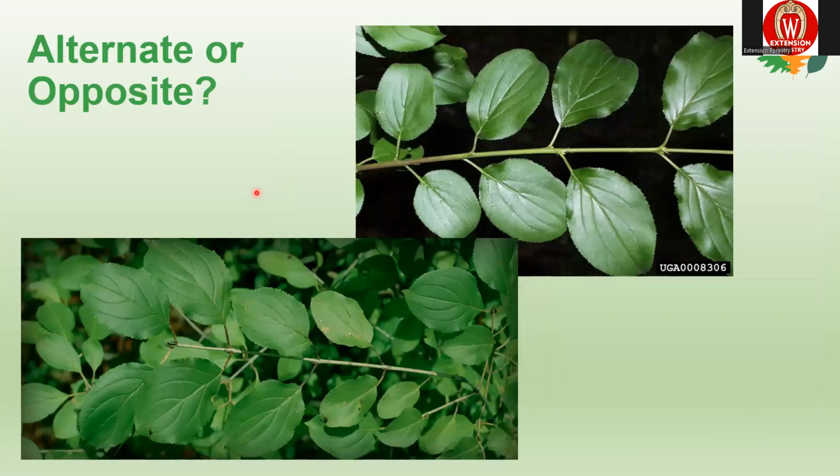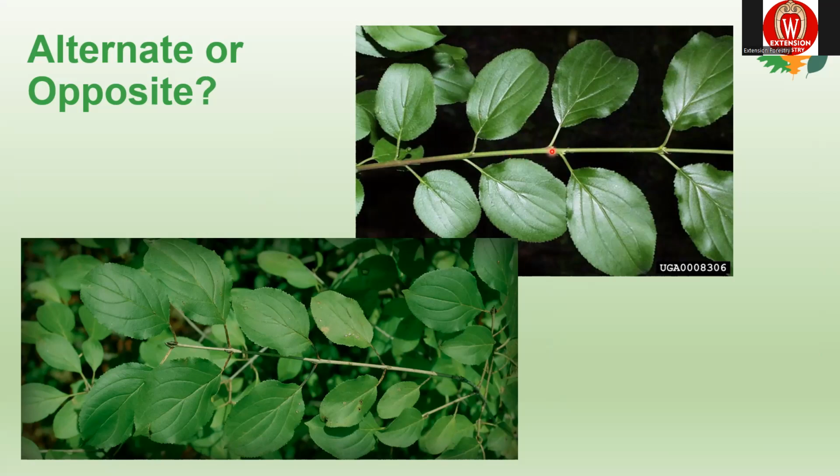So here's another example. Can you tell if this is alternate or opposite? If you look at this bottom picture, it looks opposite to me. Those leaves are pretty clearly opposite. But then you go to this top picture here, well, I don't know, it kind of looks like it's alternating, doesn't it? So there can be some tricky ones, and especially in buckthorn's case. If you hadn't figured it out yet, this is a buckthorn twig.